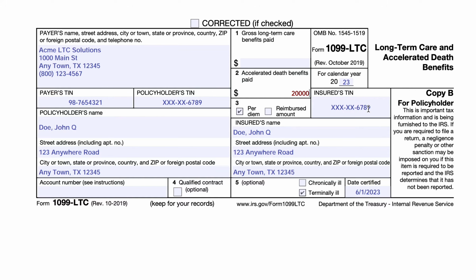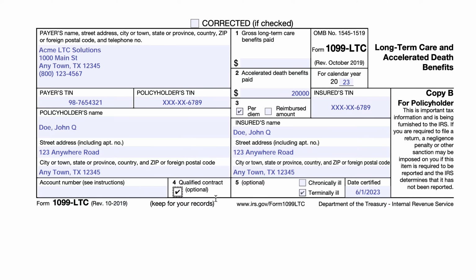Because John Doe is both the policyholder and the insured, you'll see his information in here. And you probably would not see a copy C, which is issued separately if the policyholder and the insured are 2 different people. In box 4, it is an optional field, but if it's checked, it means that this was a qualified contract as defined by the IRS.